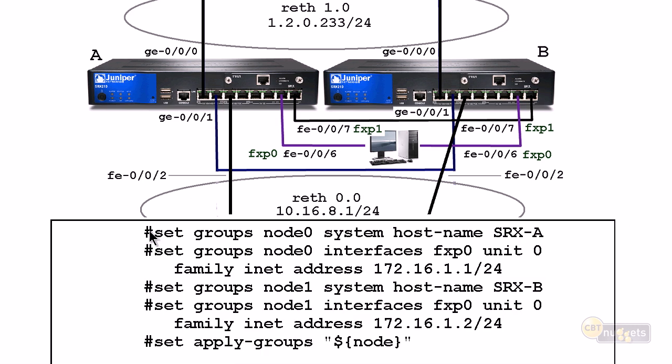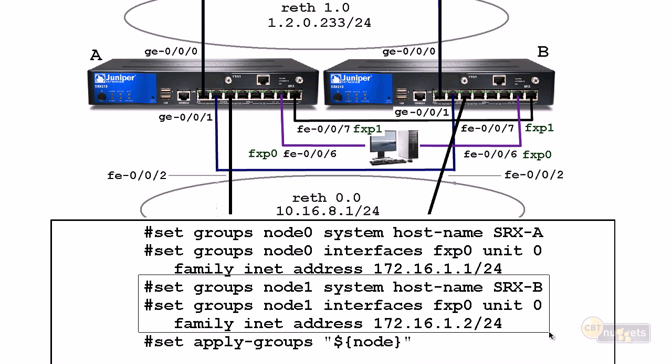Okay, now these commands are all going to be done on unit A over here. So we'll set groups. We want to say first on node 0 the system host name, and we're going to call it SRXA. Then we'll set groups node 0 interfaces, and for FXP0, which we know is fast 0/0/6, unit 0, family inet, and then the address, we'll say the management address is 172.16.1.1/24.